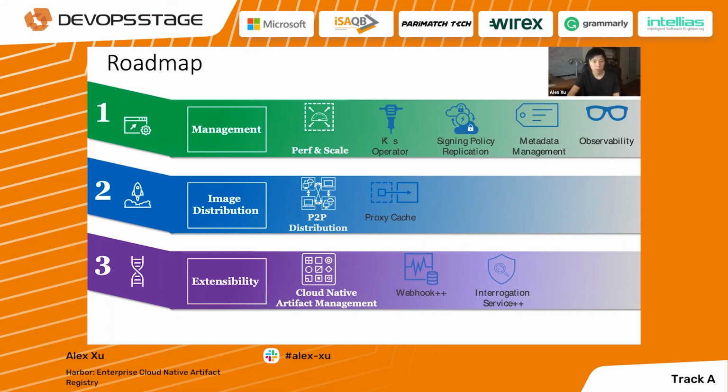One is the operator, which is deploying Harbor through a Harbor operator as a Kubernetes cluster, and that's fully highly available. And the other thing is allowing the images that are signed to be replicated to a different environment without losing that signature, which is not feasible right now because of a limitation of Docker Content Trust, or rather it's a limitation of Notary.